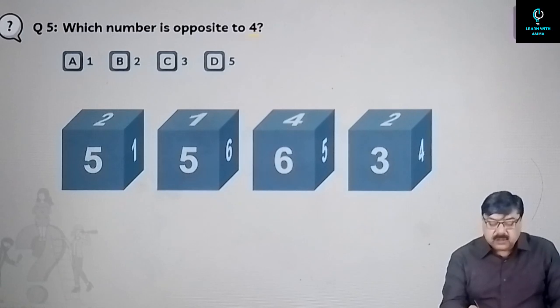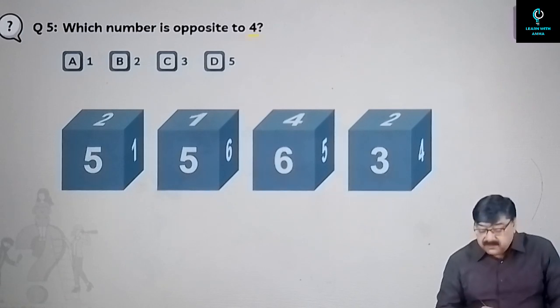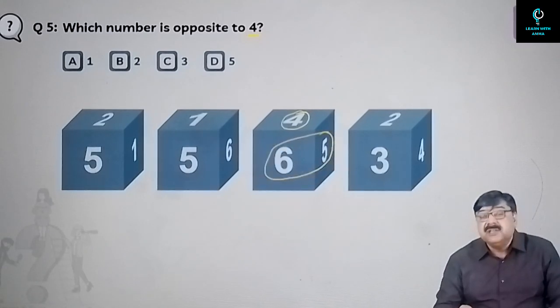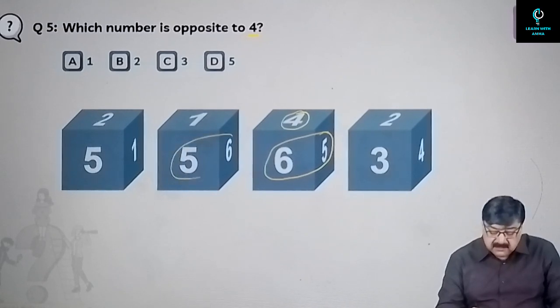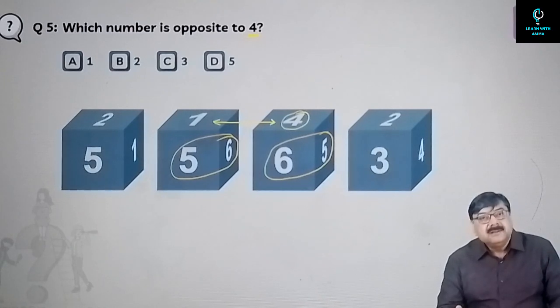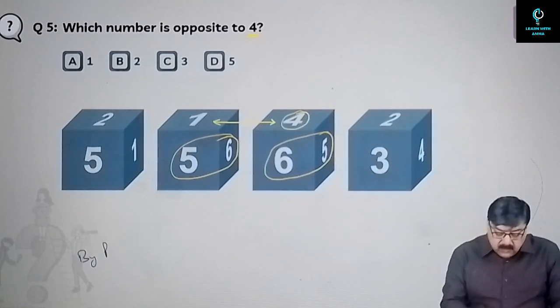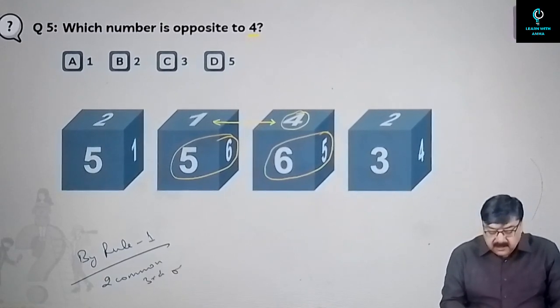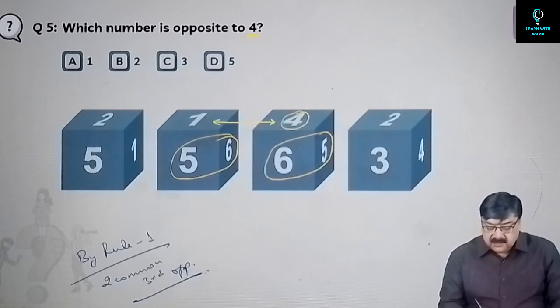Now, which number is opposite to 4? Choose a diagram which consists of number 4. Here we are. That is in third diagram. Along with 4, you find that there are 2 more numbers which are visible. Which are those? 6 and 5. Is there any other diagram which consists of these two numbers 6 and 5? Yes, this one, second diagram. Hence, 2 common, third opposite. Rule 1 is applied. So by rule 1, and what was that? 2 common, third opposite. So 1 will be opposite to 4.